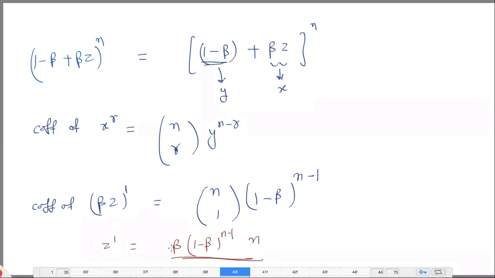Omkar, I think this should be beta also, right? You have missed beta, right? Okay. So yeah, I think it should be beta only.